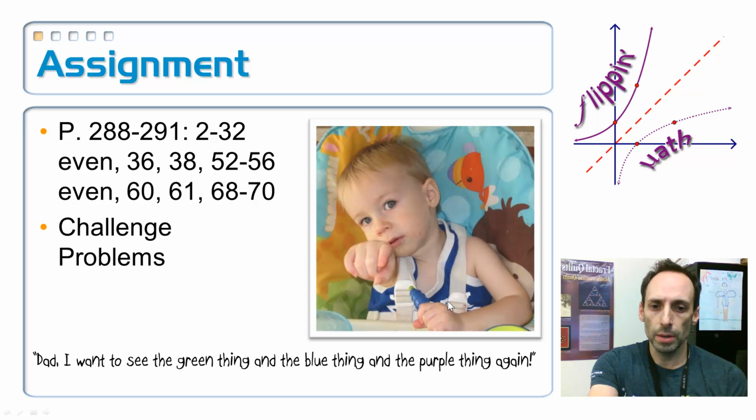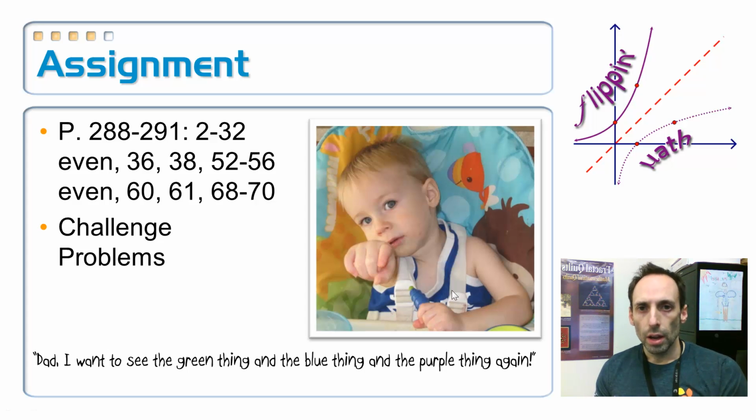All right, here's your assignment. And if you see Rowan's quote down here, I heard that a whole bunch over the break because Rowan really liked to see the green thing and the blue thing and the purple thing over and over again. And that's the little squares being assembled. It was pretty cute.